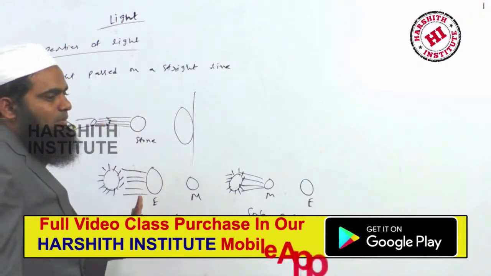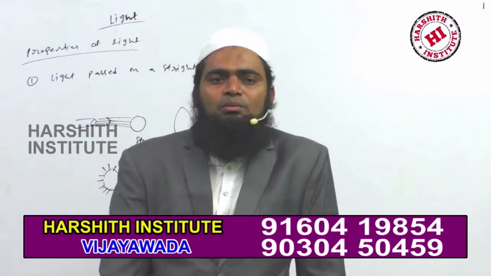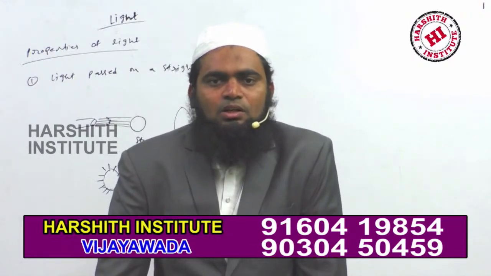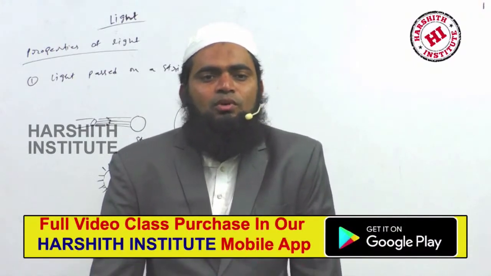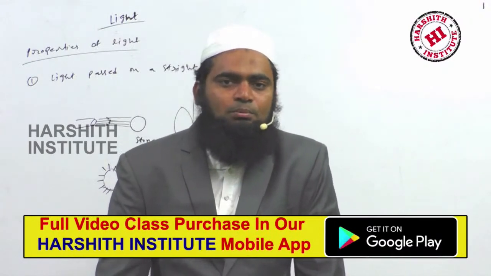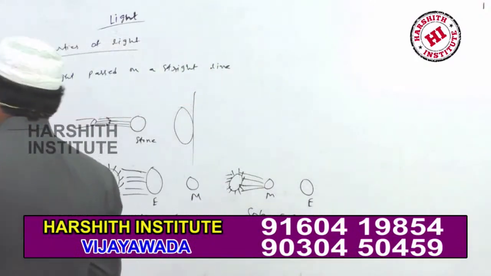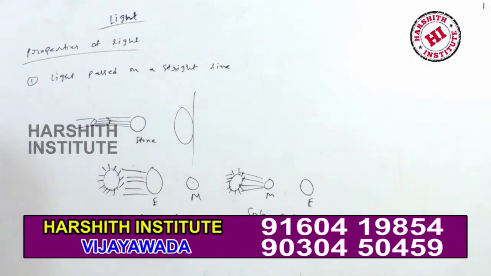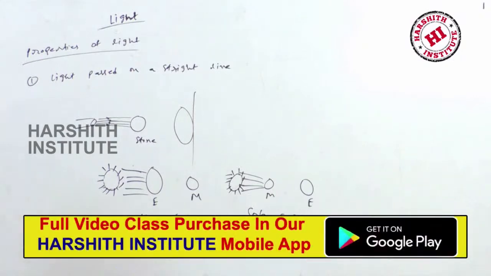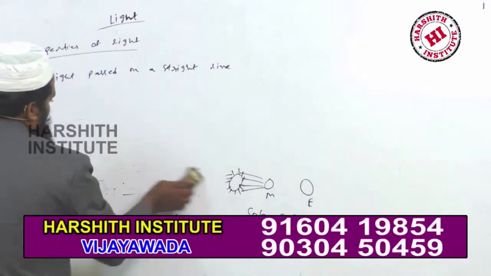Simple. In your examination, light passes in a straight line is an example of formation of solar eclipse and lunar eclipse, and also formation of shadow. So these shadows are of two types: there will be umbra and penumbra also. So this is the first property of light. This property is asked very rarely. Okay, so this is the first property of light we can discuss in the chapter also.